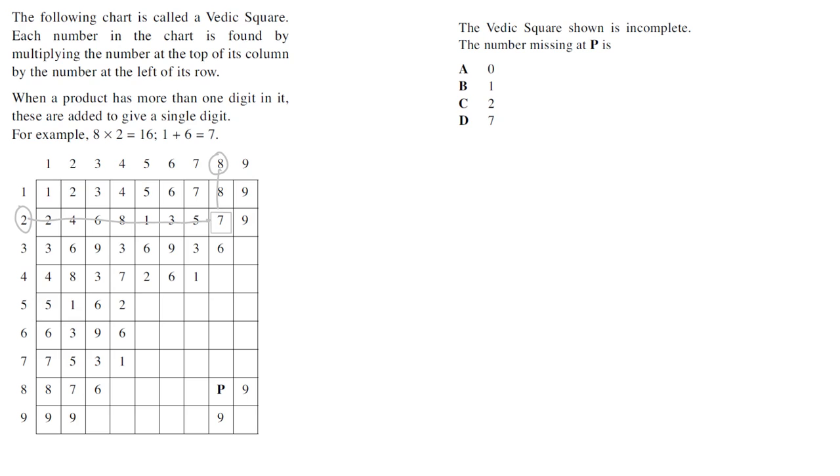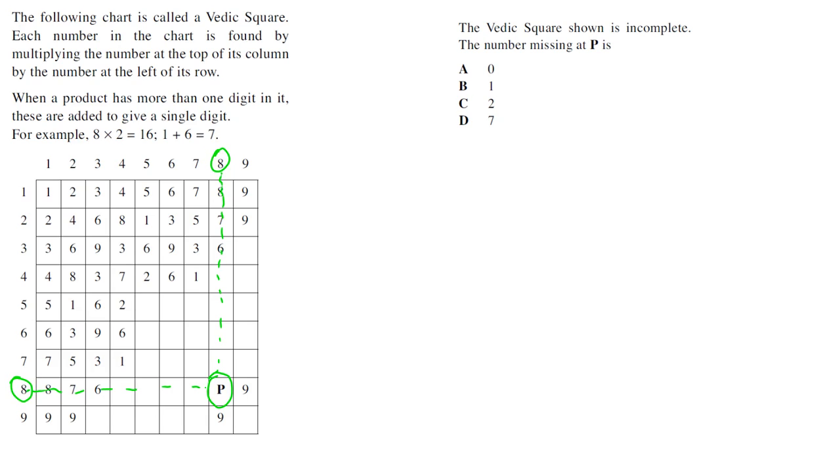Moving on to our question, it says the Vedic square shown is incomplete. The number missing at P is... Okay, so let's get rid of this and start working on finding out what number is missing at P. We know from the explanation before that to find P, we need to look up towards the row heading, which gives us an 8, and across to this other row heading, which is 8.